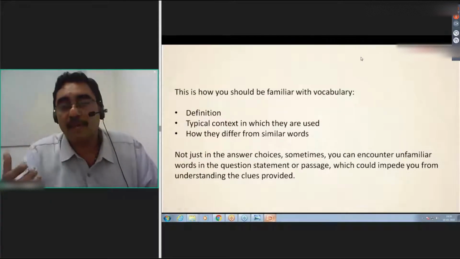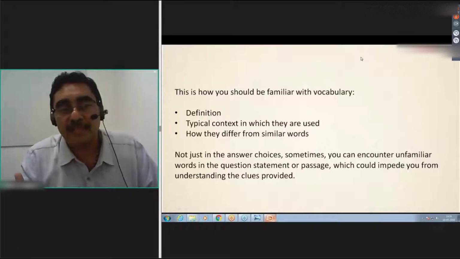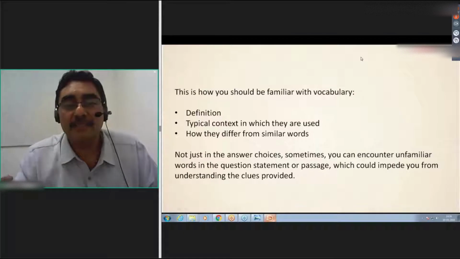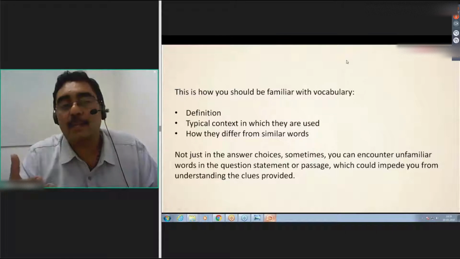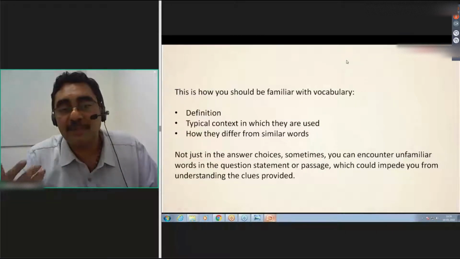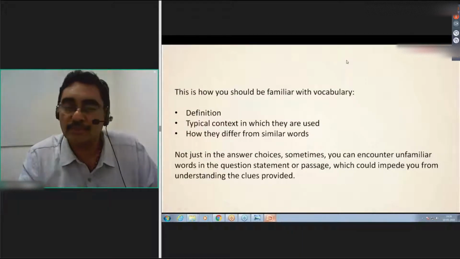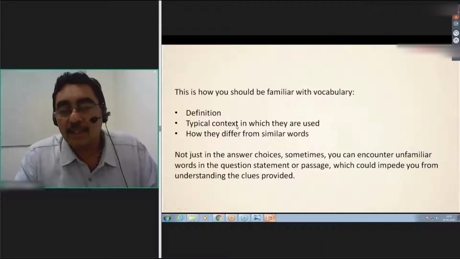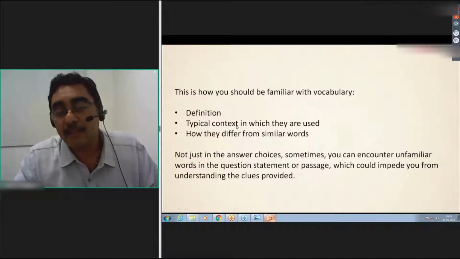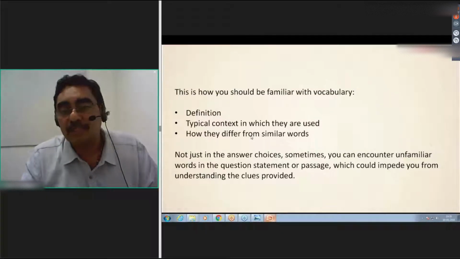Of course, when you first read an unfamiliar word, you will first read the definition and get familiar with it. But when you start revising little by little, start asking these kinds of questions, like which are the situations in which these words are used. This will come from usage. When you learn usage, you'll understand the typical context. Learn more and more usage statements, see how they are used, and finally, when you revise, start thinking about how this word differs from other words which are similar.